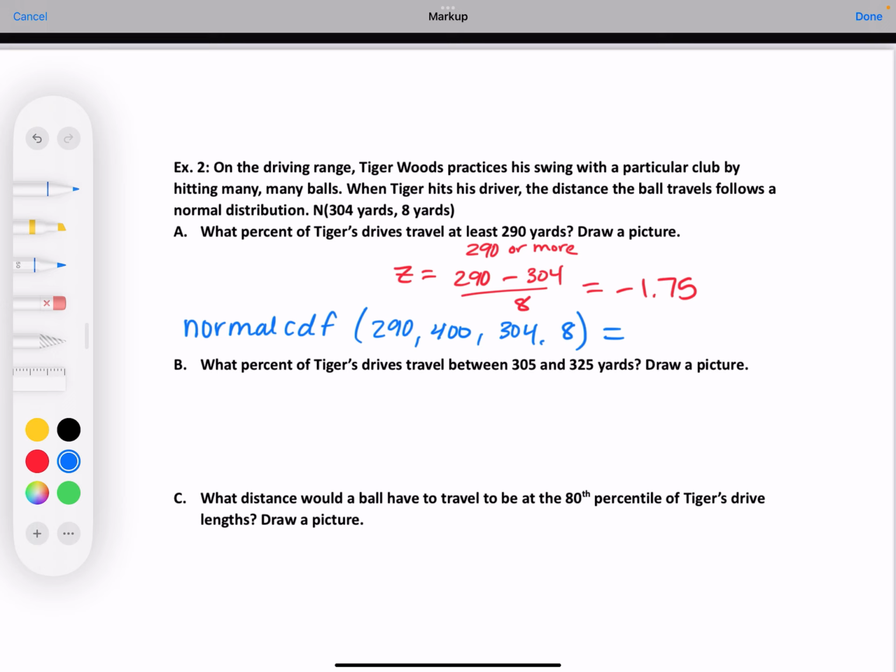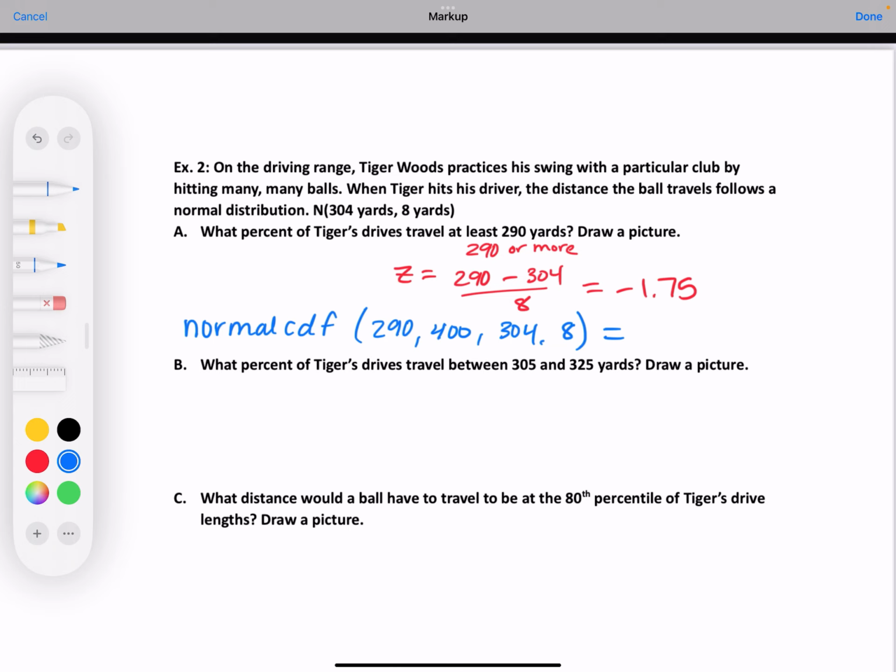Where did you say that normal CDF? Second VARs. How do you put all those numbers into the normal CDF without it being just one number? Yours should have brought up a chart for you to type it into. Second VARs, and then normal CDF. So then the lower is going to be 290, and then 400. Do I hit enter and then? Yeah. And then 304 and 8. I see. And then paste. So then I just write it as it shows up on your display screen.